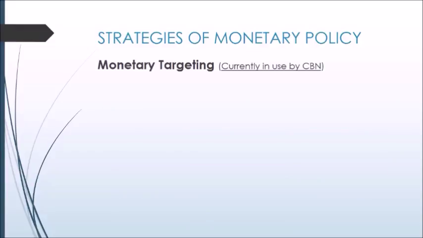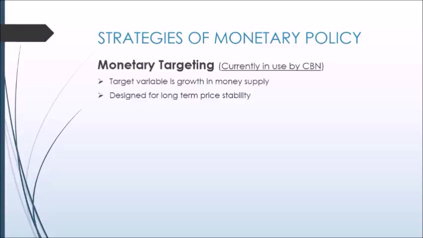Monetary targeting is currently being used by CBN. Under this approach, the target variable is the growth in money supply, designed to achieve the long-term objective of price stability. The central bank watches very closely growth in the monetary aggregates in order to predict the future size of money supply. If the monetary aggregates were growing too quickly, it could trigger inflationary pressures and cause the central bank to raise interest rates or otherwise halt growth in money supply.